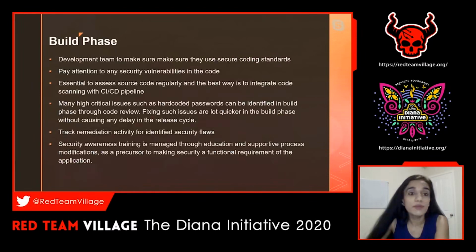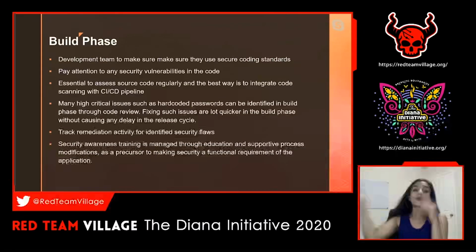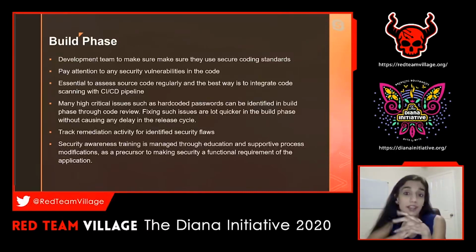Okay, so let's move to the next phase, the build phase. This is a time when developers start writing their code. There are many plugins which can be used to find security flaws right away. It's essential to assess code security regularly, and the best way is to integrate code scanning with the CI/CD pipeline, which means every time you commit code, a new scan will be done and new issues will be identified.